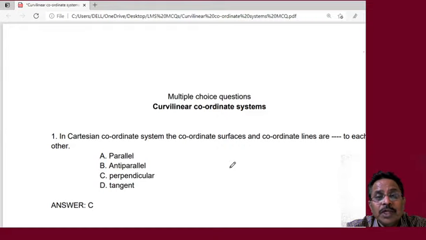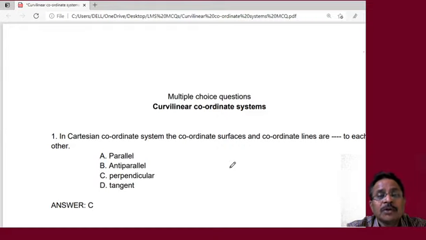Savitribai Phule Pune University, TYBSc Physics, Course 1, that is Mathematical Methods of Physics. There are 4 chapters in this course. Out of that, today we are going to discuss few important multiple choice questions on the topic. Title is Curvilinear Coordinate System.